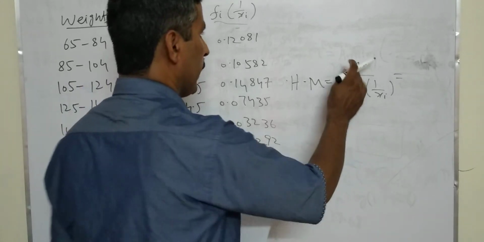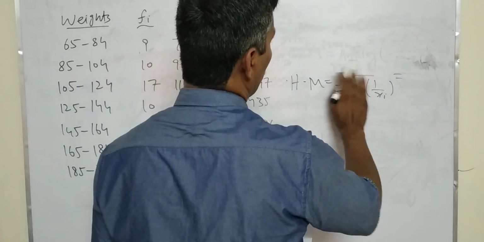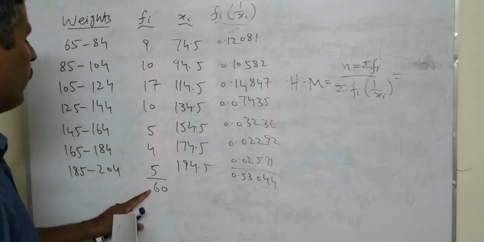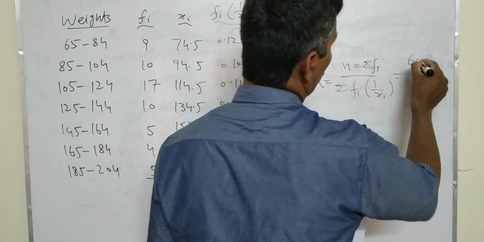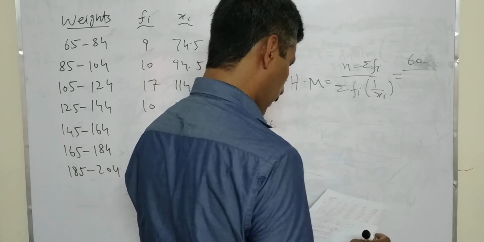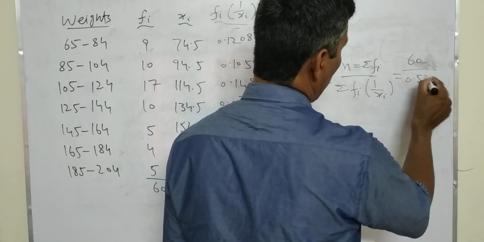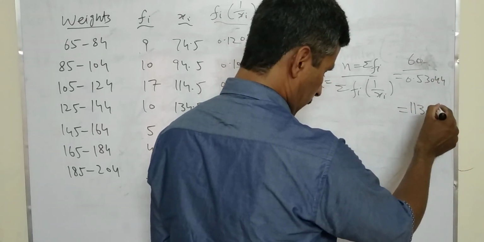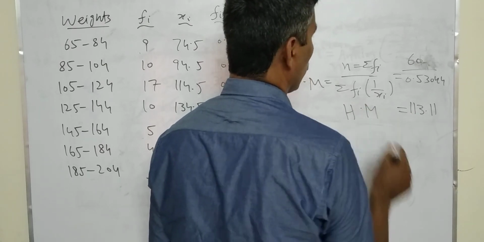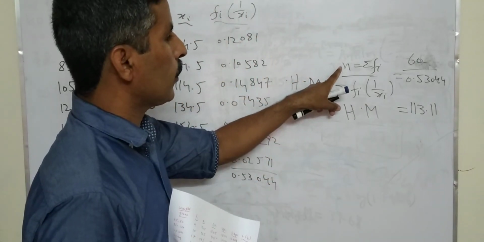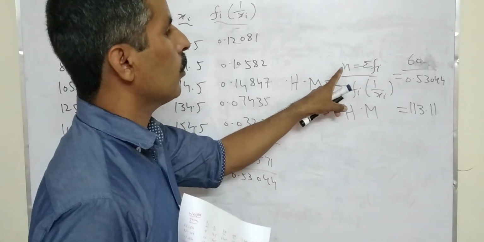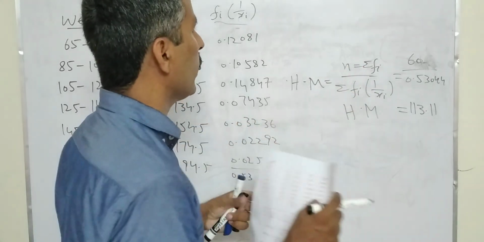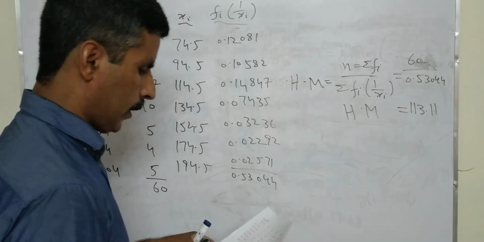So the sum of fi multiplied by 1 by xi is equal to 0.53044, and you can replace n by summation fi. Here n is equal to summation fi. Now summation fi is equal to 60. So we will do 60 divided by 0.53044, which is equal to 113.11. This is the answer of harmonic mean. In geometric mean you can also show summation fi in place of n, and in harmonic mean we have already written summation fi in place of n.